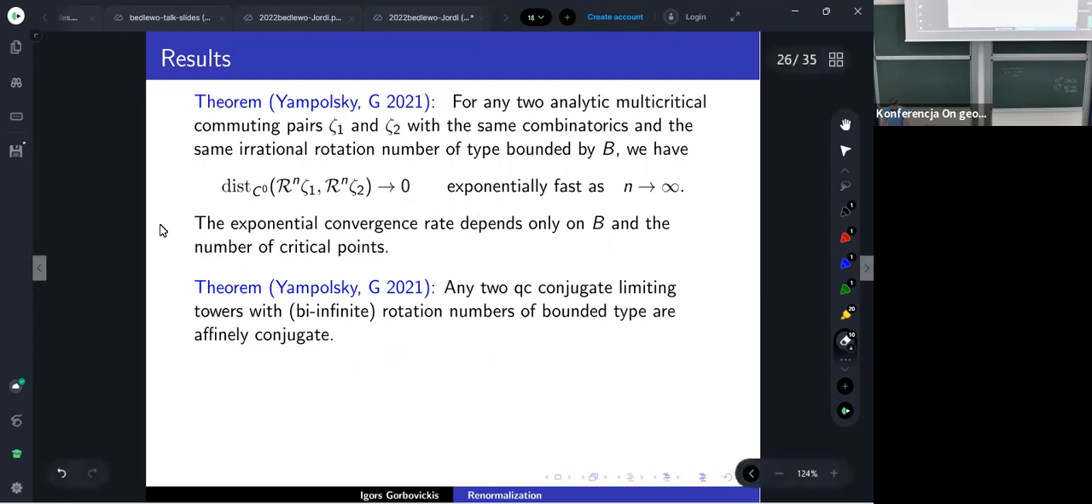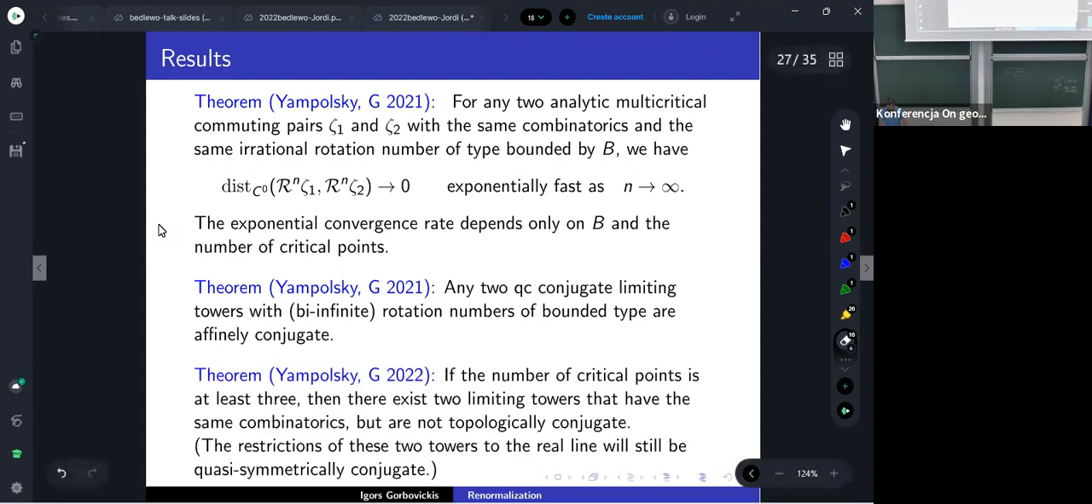So the first 2 theorems, which are from about a year ago, the first one says that if we have 2 analytic multicritical commuting pairs with the same combinatorics and an irrational rotation number of bounded type, then their successive renormalizations converge to each other exponentially fast. A rather easy corollary, although not stated in the preprint, is that any 2 quasi-conformally conjugate limiting towers with these bi-infinite rotation numbers of bounded type are affinely conjugate, so the rigidity of the towers in that sense.